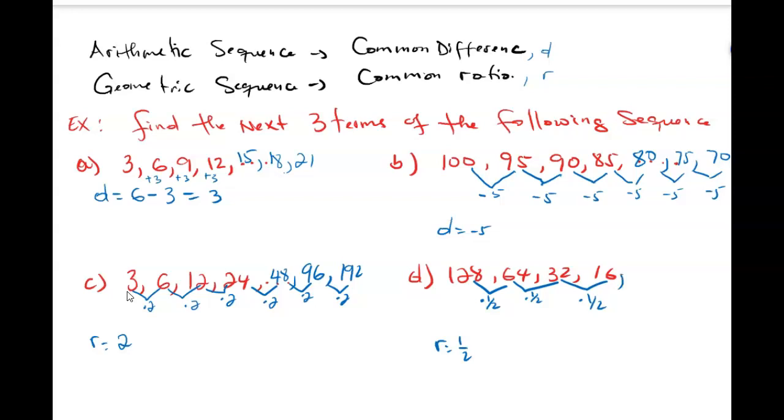So now with that, we can find the next 3 terms. 16 divided by 2 is 8. 8 divided by 2 is 4. 4 divided by 2 is 2. So that's the next 3 terms.